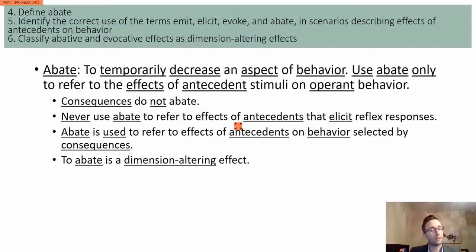To abate is a dimension altering effect. It can momentarily decrease the rate of the behavior, a duration of the behavior, IRT, latency, and so forth.